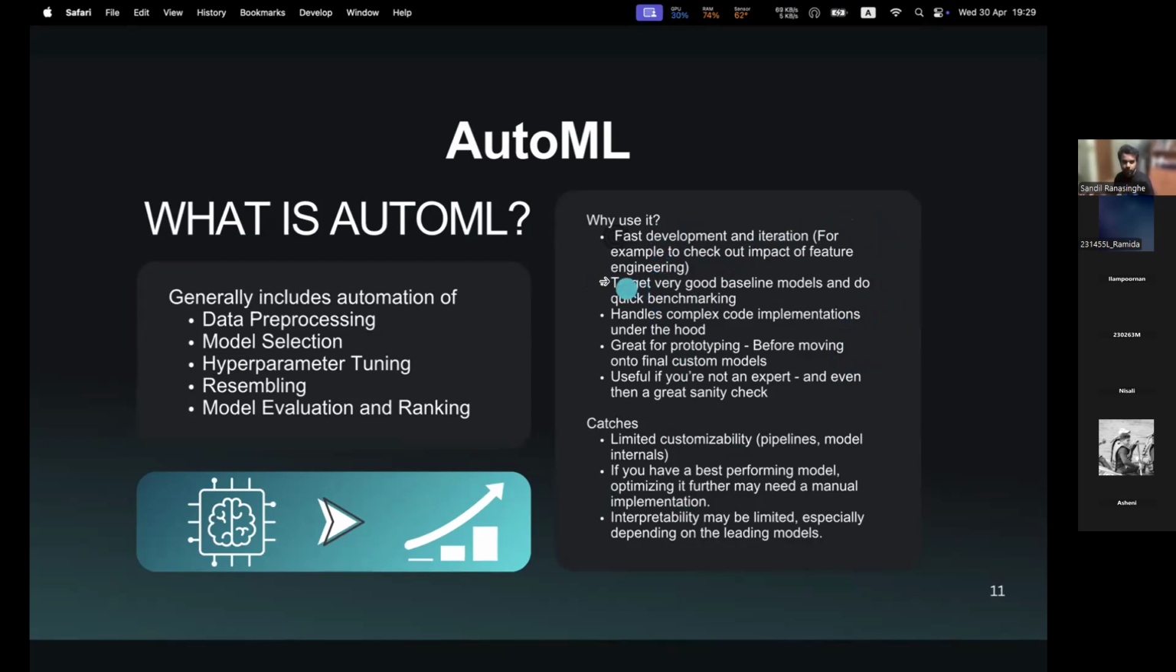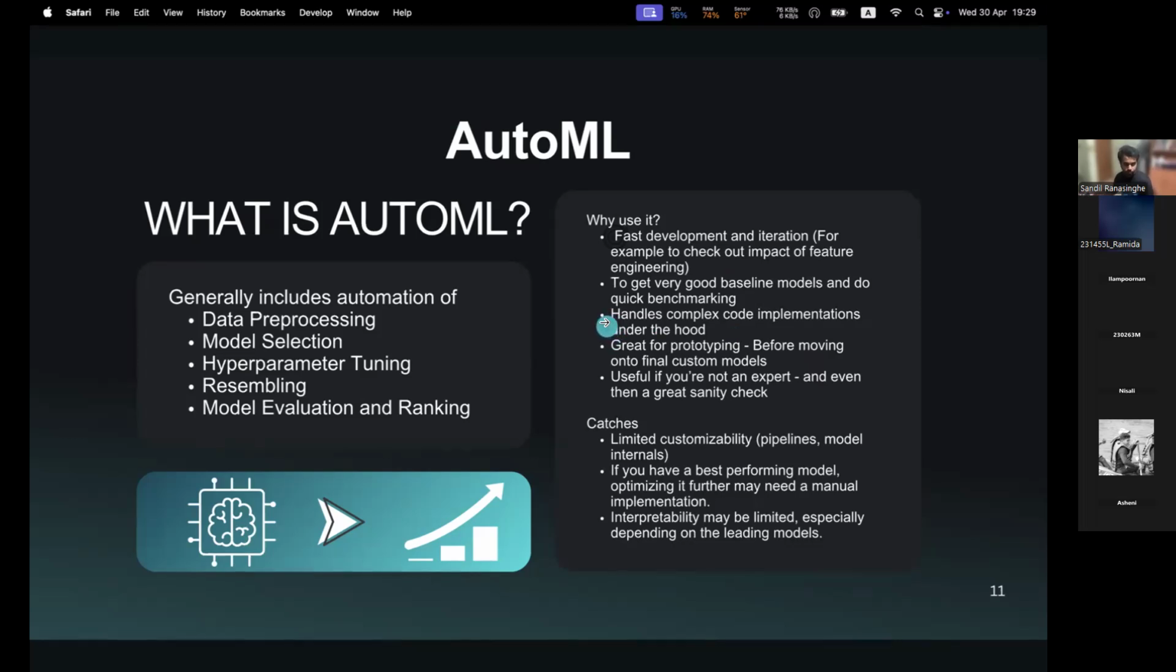And then you can get very good baseline models and do quick benchmarking. So you just straight away put your data set into an AutoML without doing anything whatsoever, and you can see, okay, you get at least 0.7 accuracy. Then whatever you do by hand, you know, okay, I should be meeting at least this threshold. And again, it handles complex code implementations under the hood.